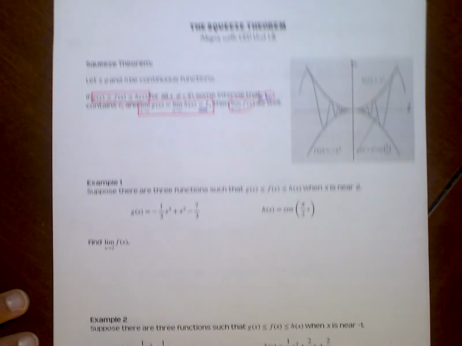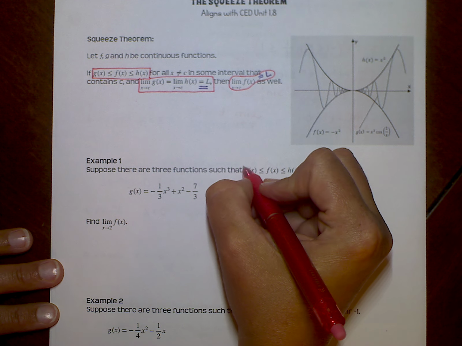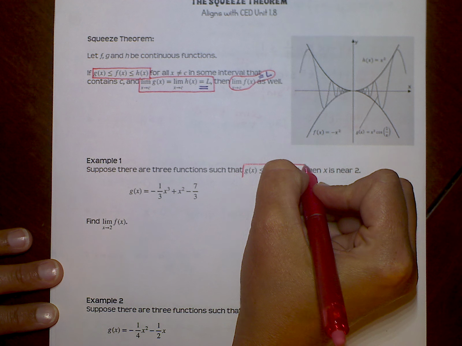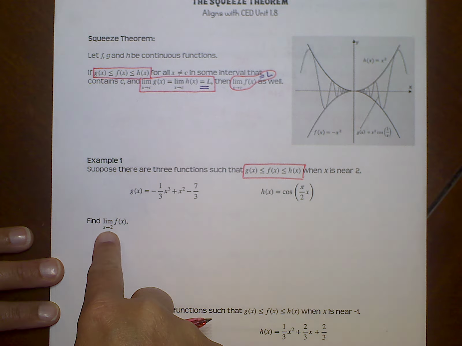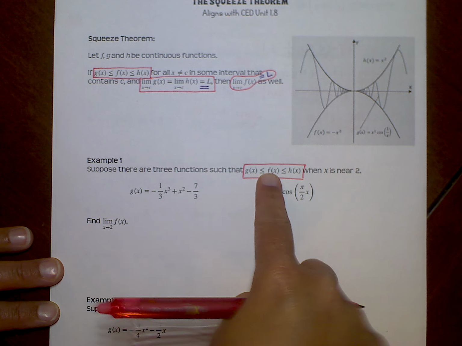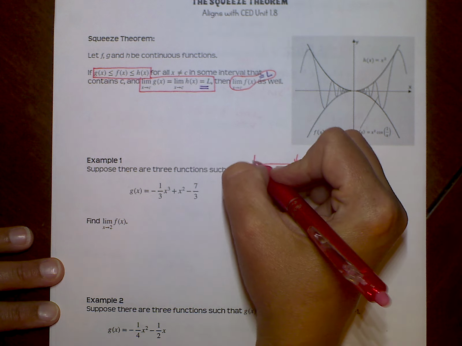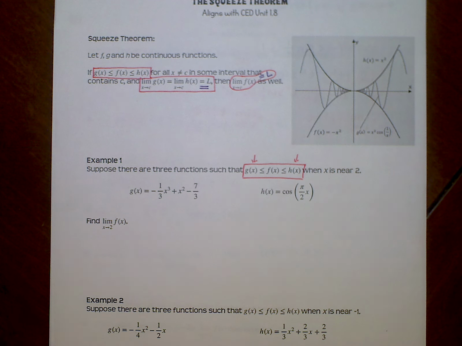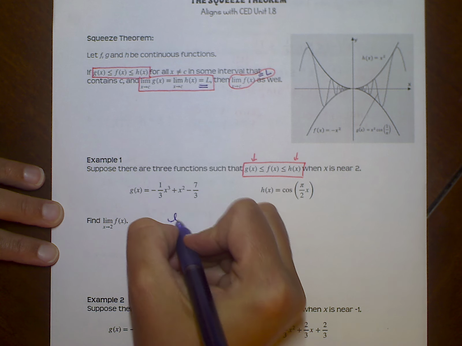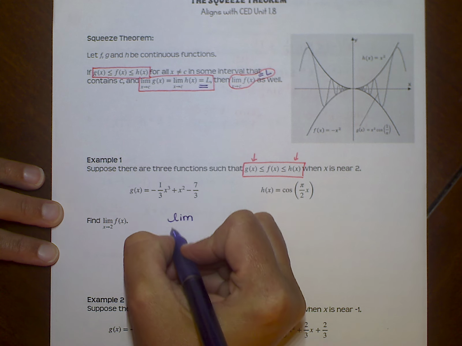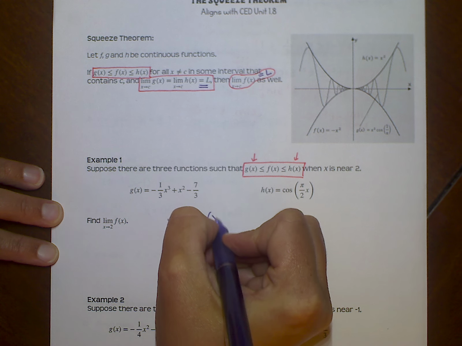Okay? So looking at example 1, we've got 3 functions. Here's that first part, right? That sandwich piece. These things are all sandwiched together. And I want to find the limit as x is approaching 2 of f of x. I don't have any information about f of x, so I'm going to look at the limits on these guys. I'm going to look at the limits of g of x and h of x at 2. Okay, so let's start here with the limit as x approaches 2 of g of x.